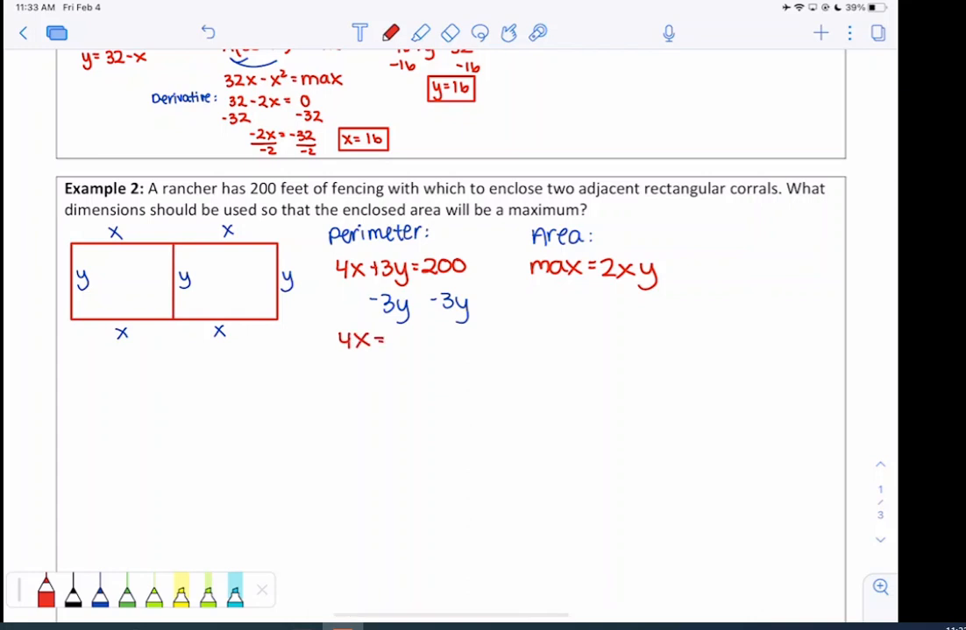That gives me 4x equals negative 3y plus 200. And then I need to divide everything by 4. x equals, we're not freaking out that we have a fraction, negative 3/4 y, and 200 divided by 4 is 50.